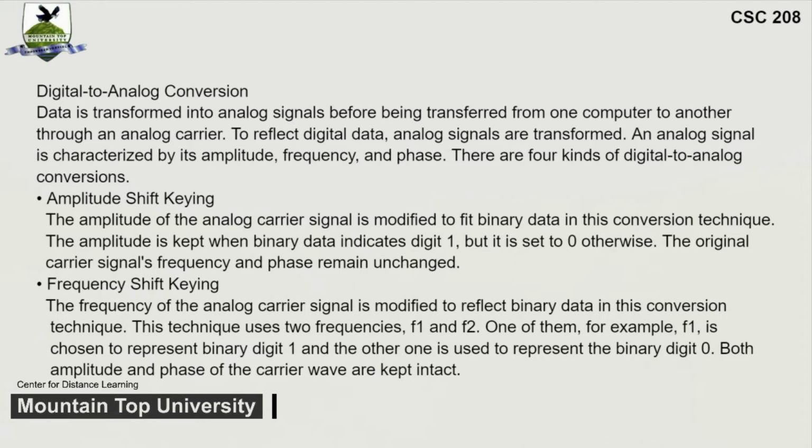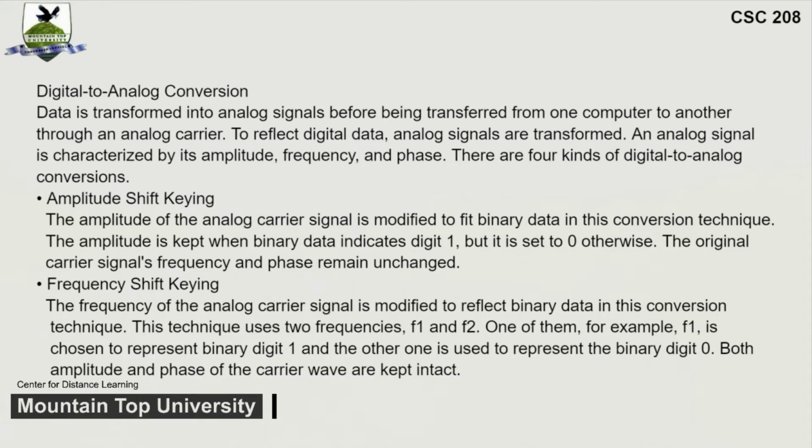Amplitude shift keying. The amplitude of the analog carrier signal is modified to fit binary data in this conversion technique. The amplitude is kept when binary data indicates digit 1, but it is set to 0 otherwise. The original carrier signal's frequency and phase remain unchanged.